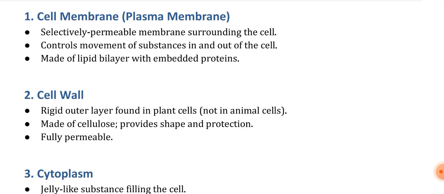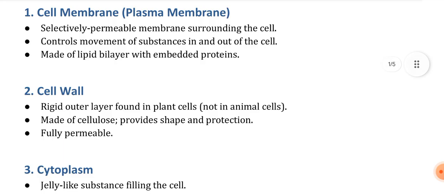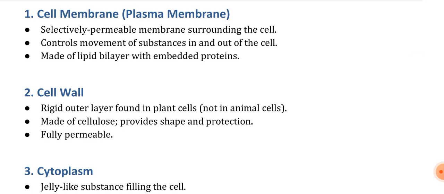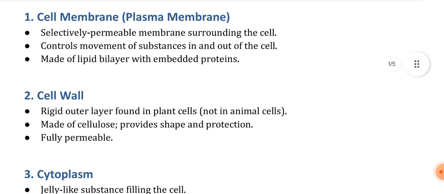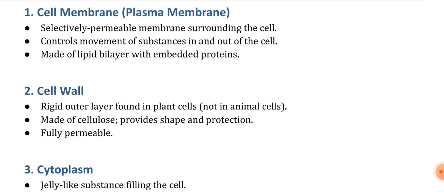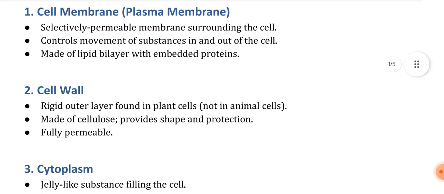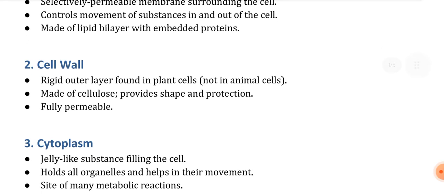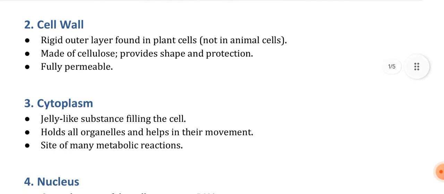The characters that are important for cell membrane are: selectively permeable membrane surrounding the cell. Sometimes in some books it is also written as semi-permeable to make it easier to remember, but it is better to write down selectively permeable because that is more typical. It controls movement of substances in and out of the cell, made of lipid bilayer with embedded protein. This is the composition.